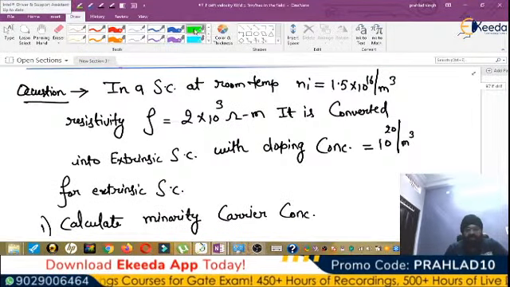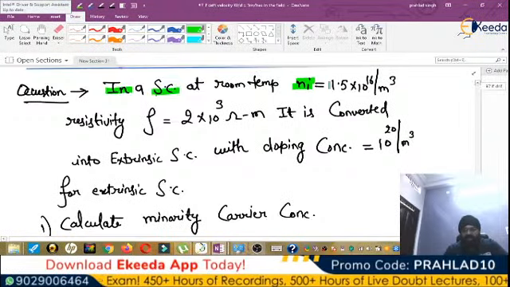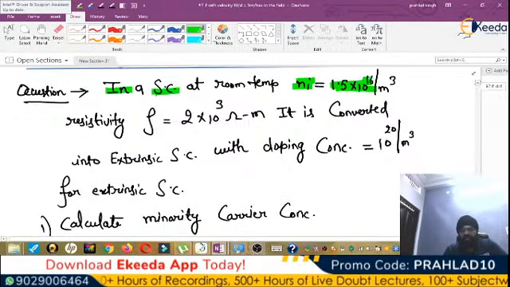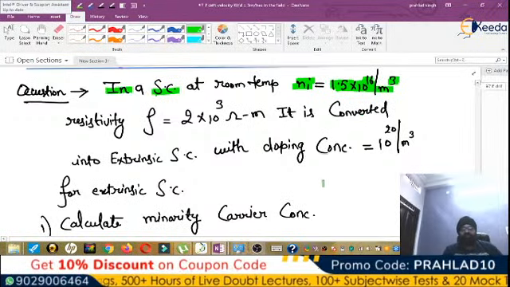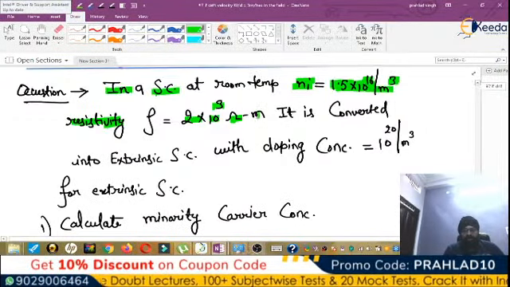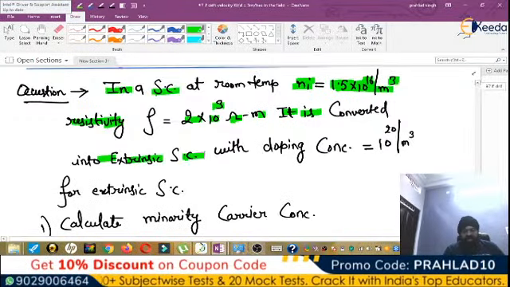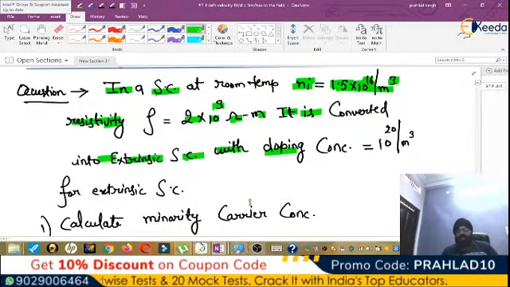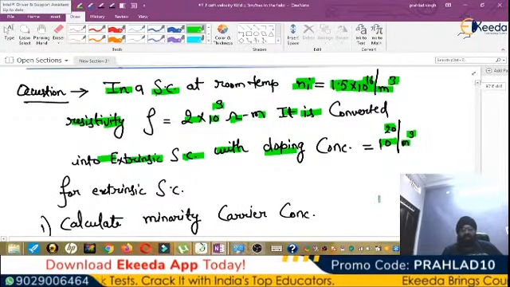Let me solve the next question. In a semiconductor at room temperature, the intrinsic concentration is given. It is 1.5 into 10 raised to power 16 per meter cube. And the resistivity is given as 2 into 10 cube ohm meter. It is converted into an extrinsic semiconductor with a doping concentration of 10 to the power 20 per meter cube.